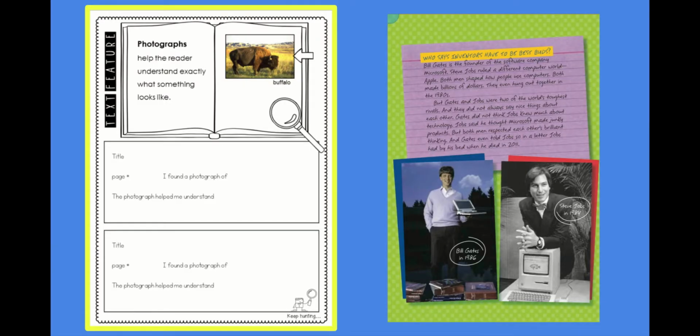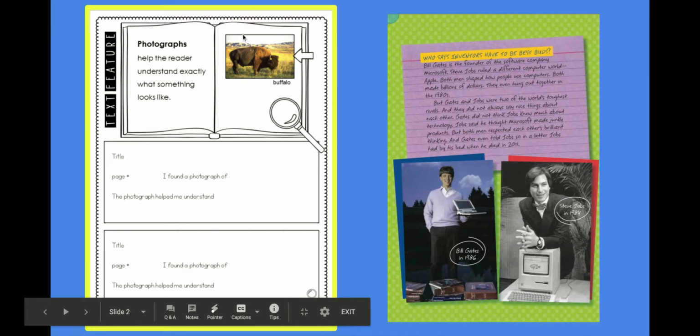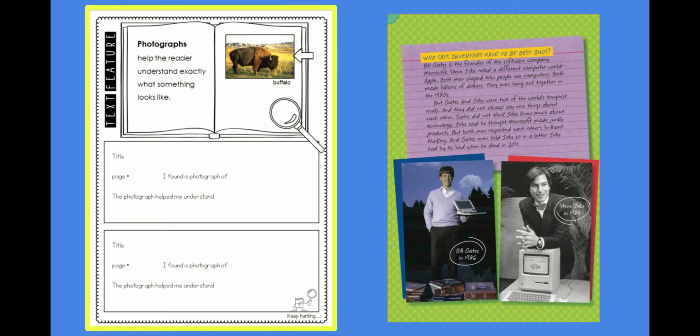So, the first nonfiction text feature that I'm going to talk about with you today are photographs. And photographs help the reader understand exactly what something looks like. And that is because photographs are actual pictures that were taken with a camera. They can be of animals, like this buffalo. They can be of people, like this picture of Bill Gates and this picture of Steve Jobs. They can be old photos from years and years ago. They can be newer photos. But the whole purpose of photographs is to help you visualize what these things actually looked like in real life.